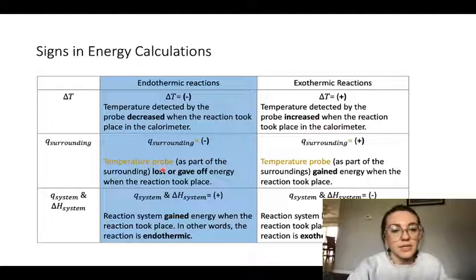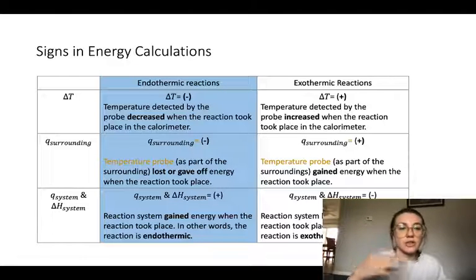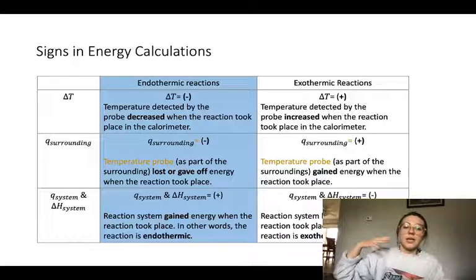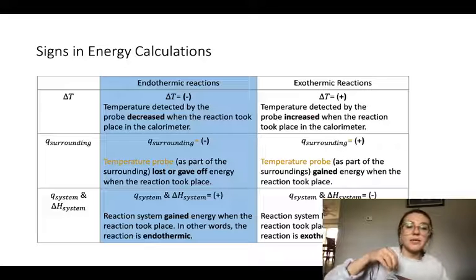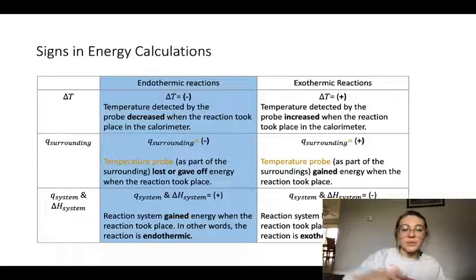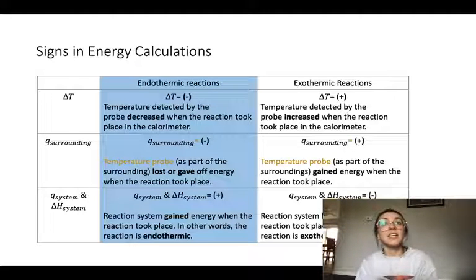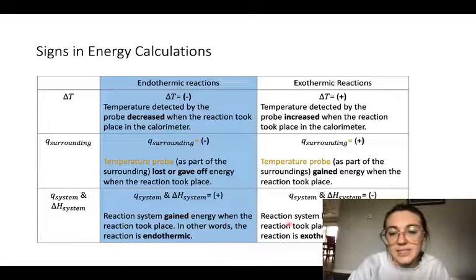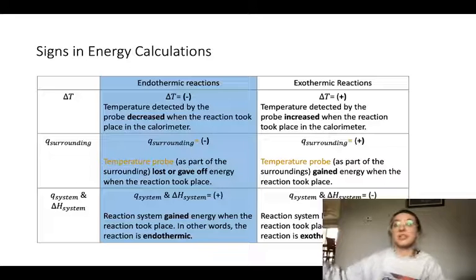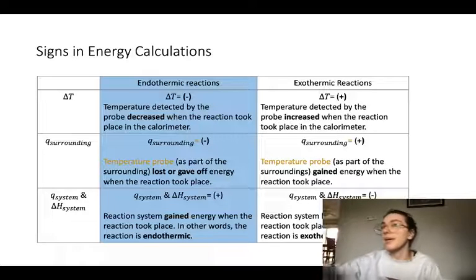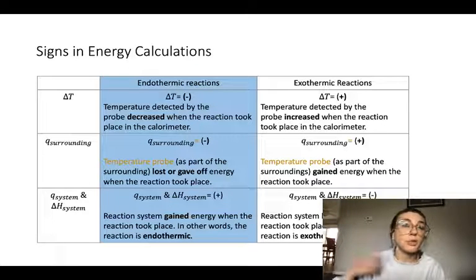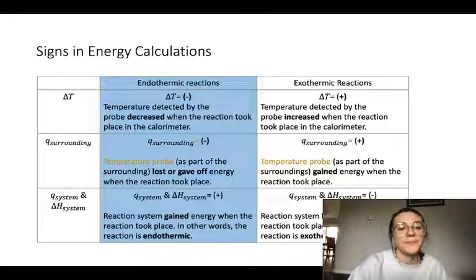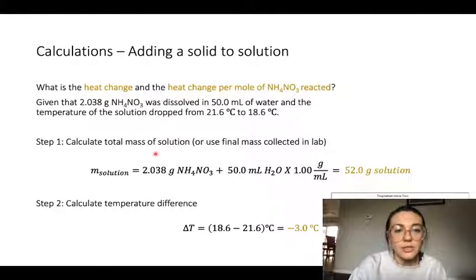Okay? So that is what this entire chart is trying to get us thinking about. Is this reaction going to be cold, and so the heat is going to go in? Or does it mean that the reaction itself was hot, and so that heat is going to go into the surroundings? Okay, and that's why it says reaction system lost energy, because whenever you have heat going out, heat is energy. Temperature measures heat. Okay, all right. So, calculations that we're going to look at.